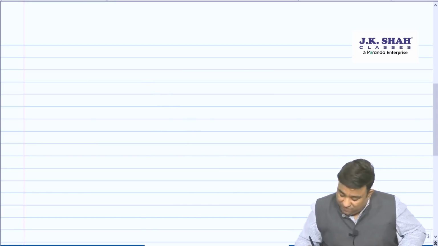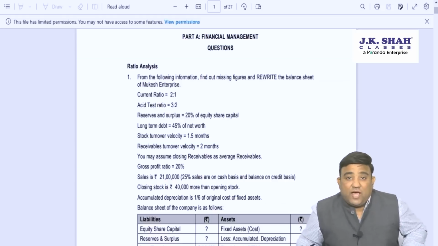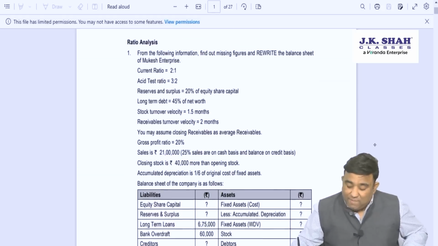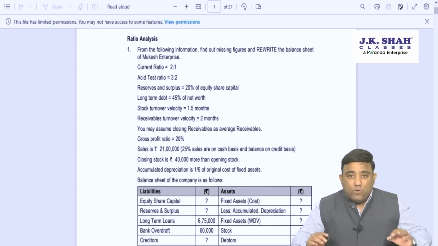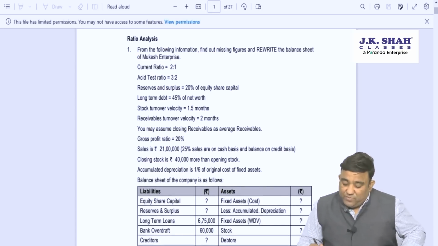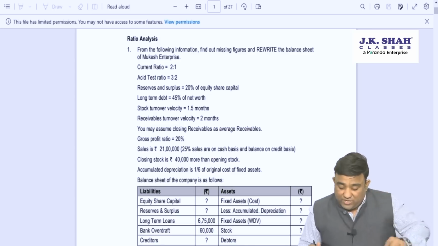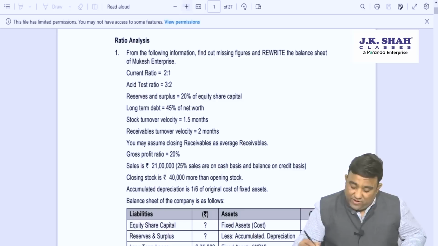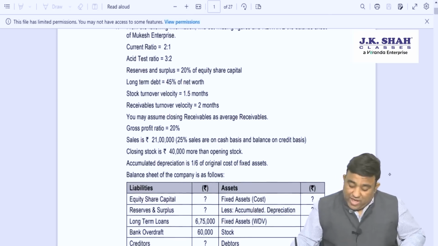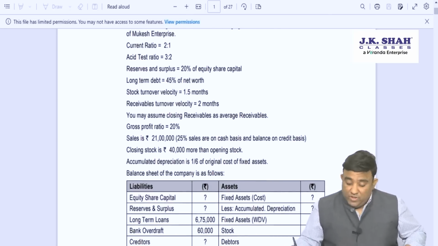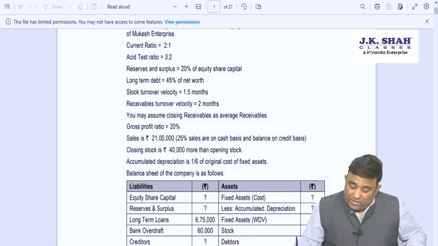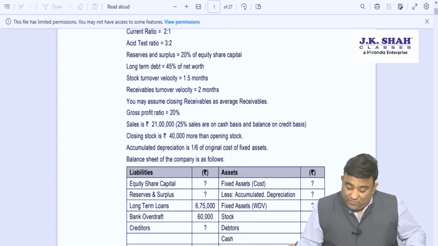Students, coming back to the first question. It's a ratio analysis. Amazing example. Amazing super duper question, one of its kind. See, from the following information, find out the missing figures and rewrite the balance sheet of Mukesh Enterprise. Current ratio is given, that is 2:1. Asset 3:2. Reserves and surplus 20% of equity capital. Long-term debt 45% of net worth.